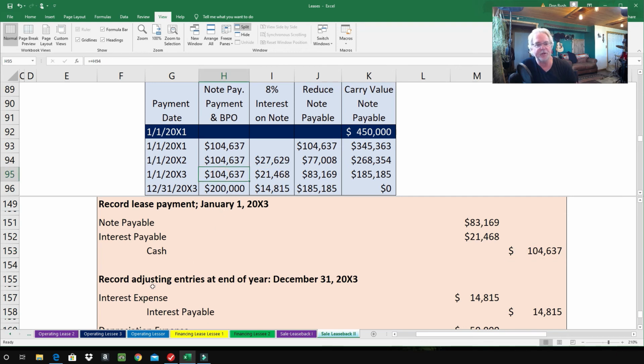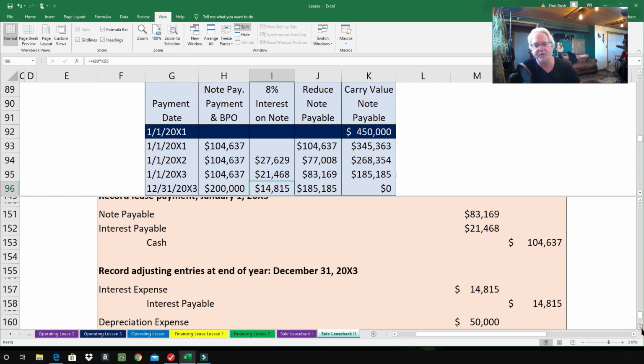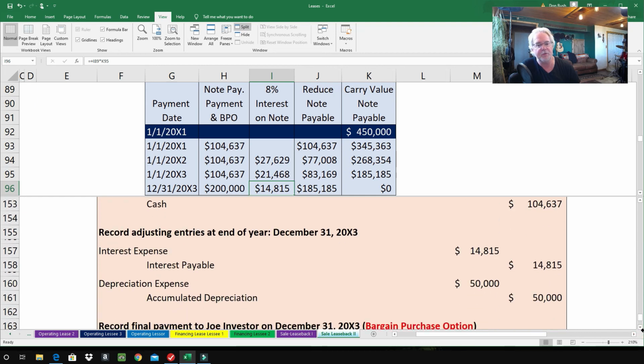And we're going to record interest expense here at the end of the year. This is December 31st, 2003, the end of the year, also the end of the lease too. So interest expense is 14,815 and interest payable 14,815. And at the very same moment here, they're recording depreciation expense of 50 grand. That's same old entry, same old amount.